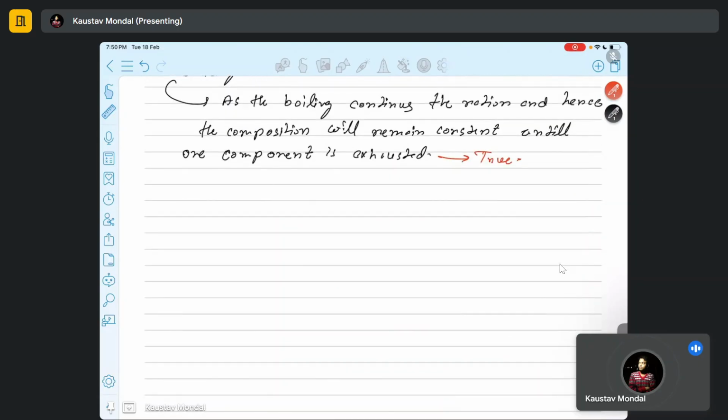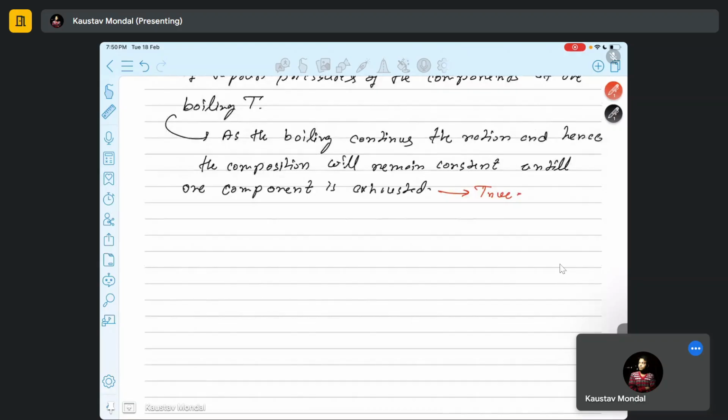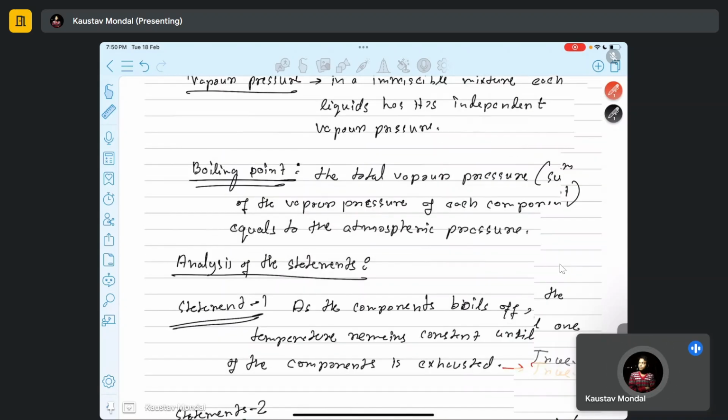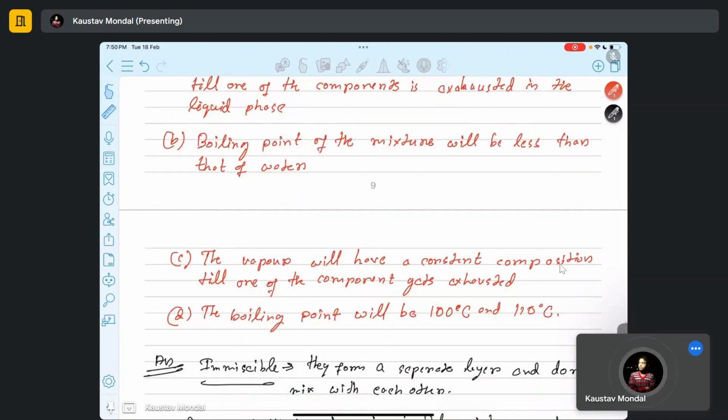Now comes statement 4. So what does statement 4 state? The boiling point will be between 100 and 110 degrees centigrade.